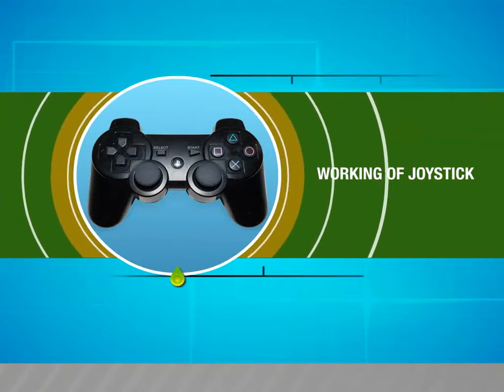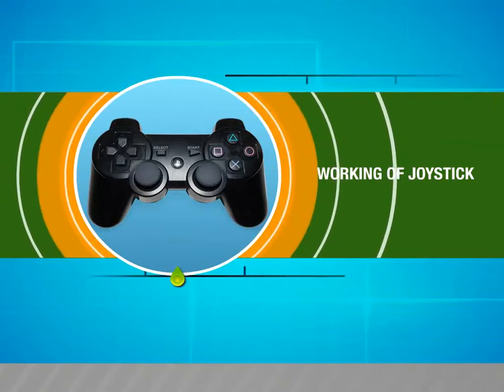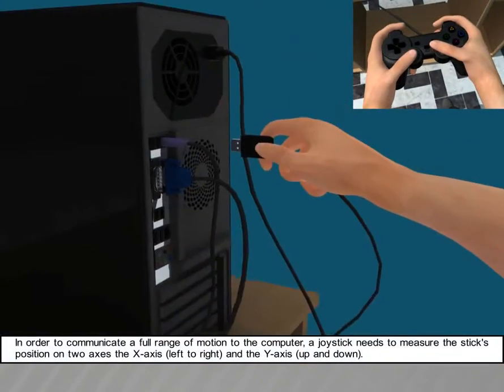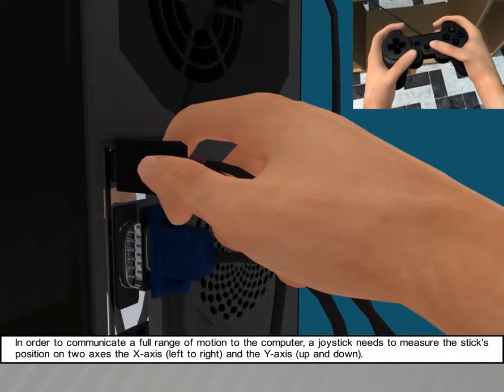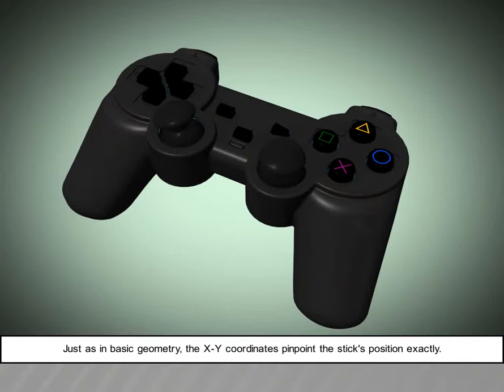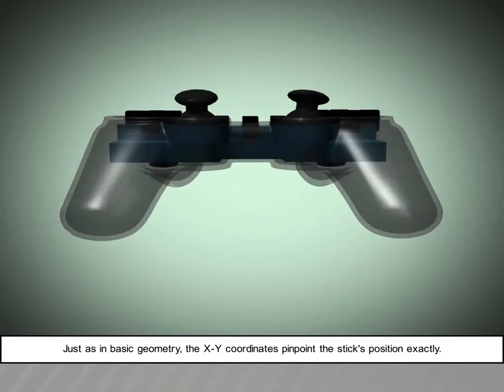Working of joystick. In this video, we are going to see about working of joystick. In order to communicate a full range of motion to the computer, a joystick needs to measure the stick's position on two axes: the x-axis, that is left to right, and the y-axis, that is up and down. Just as in basic geometry, the xy coordinates pinpoint the stick position exactly.